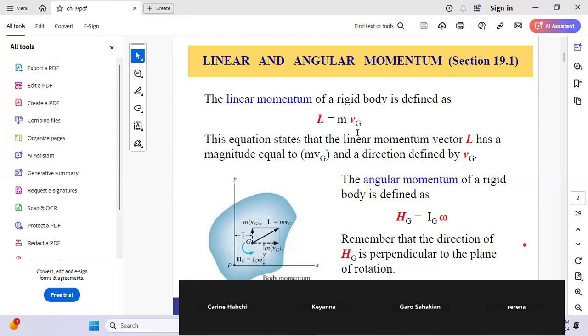Now, what about the angular momentum of a rigid body? We'll learn to find it about any point, but in particular, if you want to find it about the center of mass, the angular momentum of a rigid body about the center of mass is the inertia about G times the angular velocity omega. And remember always that the direction of HG is equal to the direction of omega, so it's perpendicular to the plane of rotation.